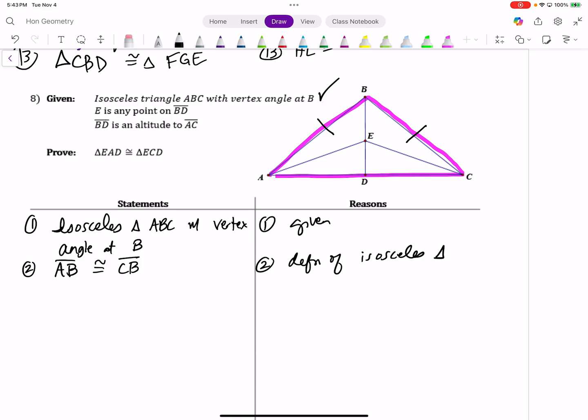E is any point on BD. So that's when you drop that. I don't need to put that in the proof because that's in the diagram that goes with the proof. Okay. BD, okay, so BD is an altitude to AC.